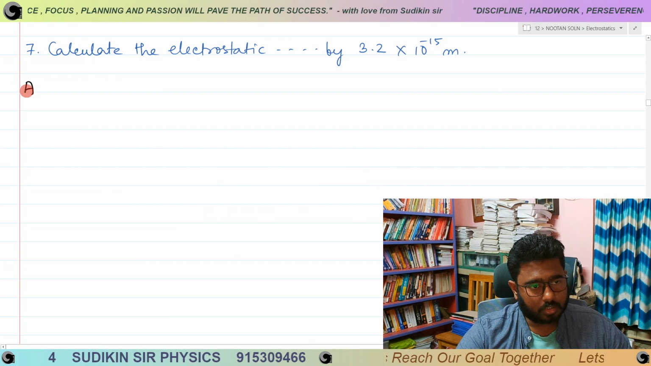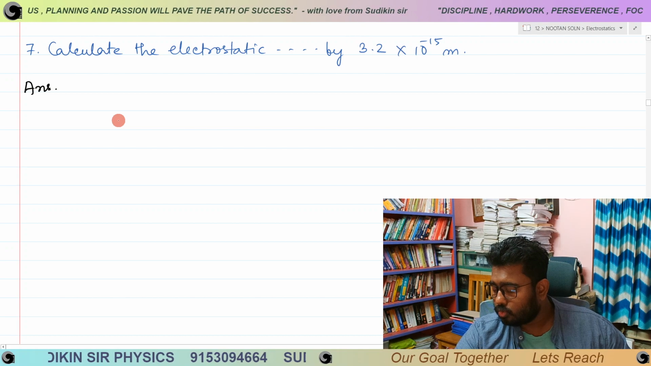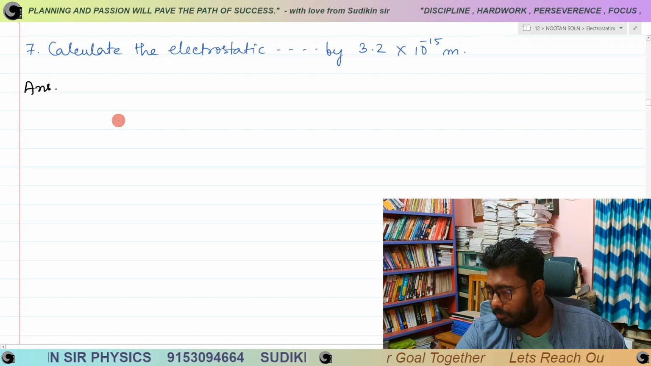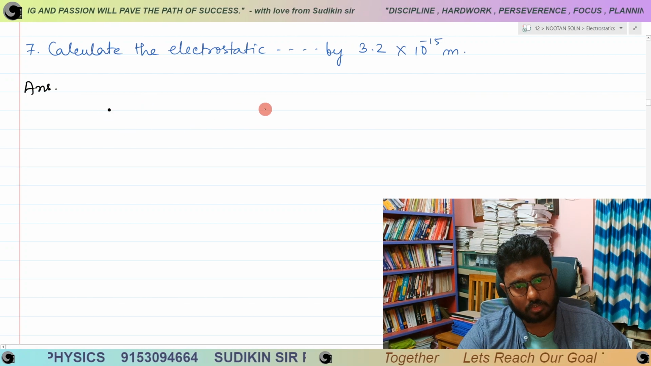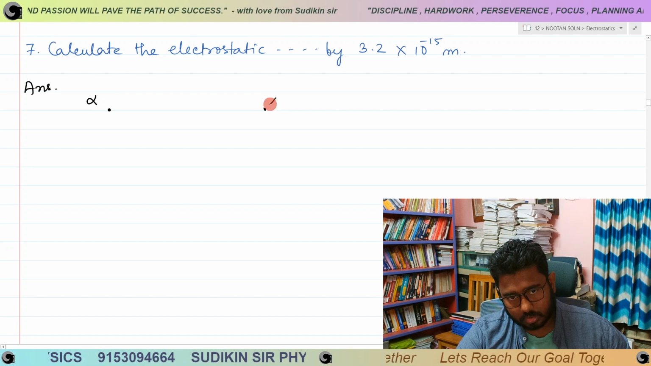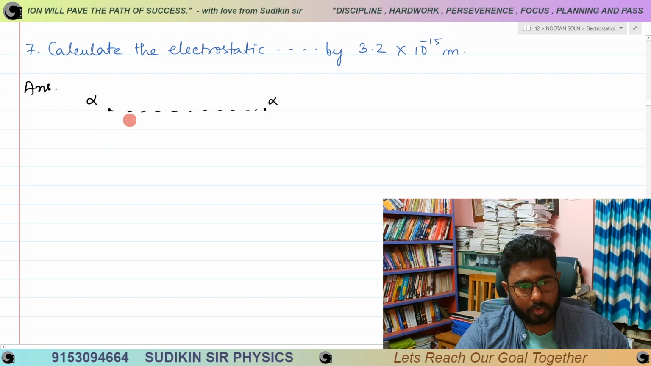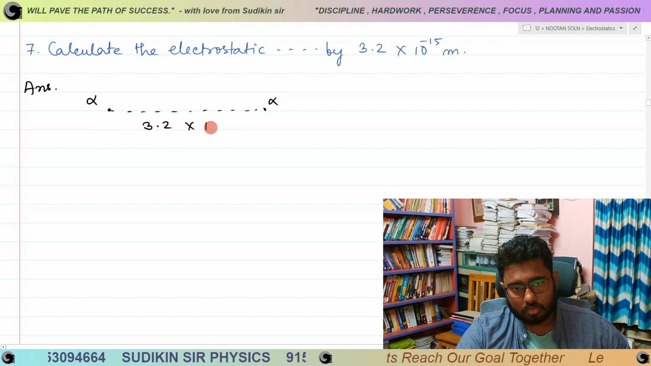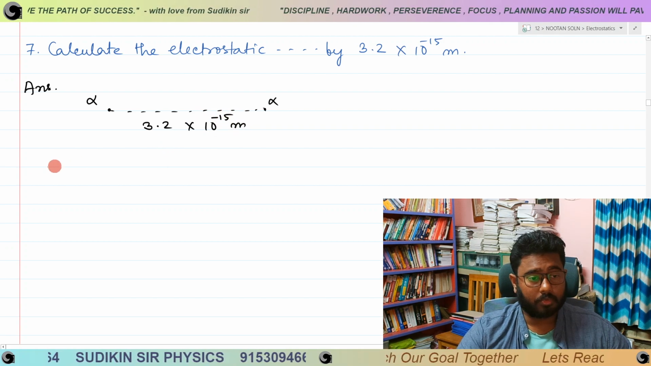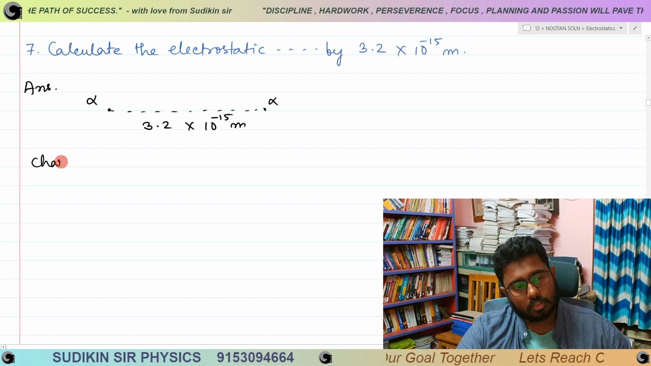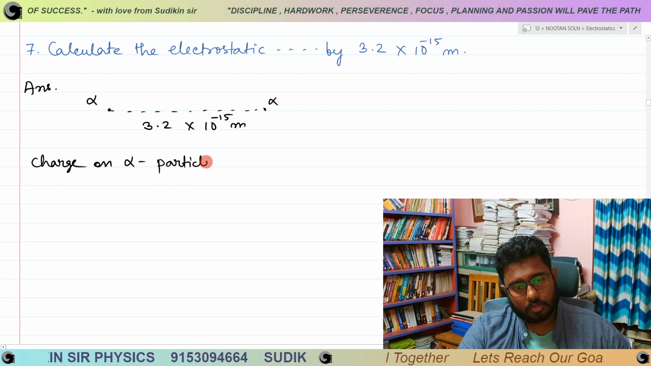Okay, next question. They are saying calculate the electrostatic force between two alpha particles separated by 3.2 into 10 to the power minus 15 meters. So there are two alpha particles. Okay, this one is alpha, this one is alpha, and the alpha particles are separated by 3.2 into 10 to the power minus 15 meter. Now let us do it one by one. First we will be finding out the charge on alpha particle. Okay, this is my first intention.